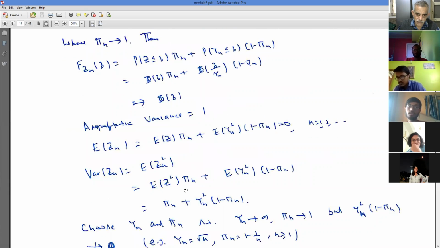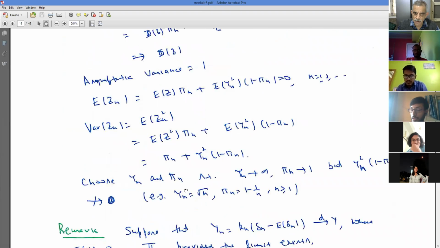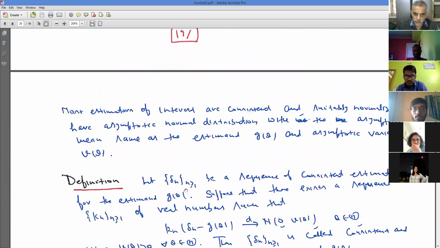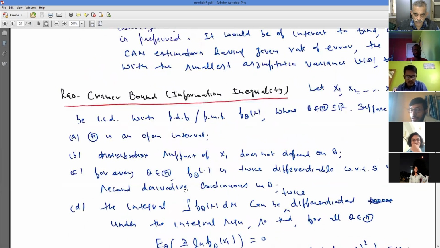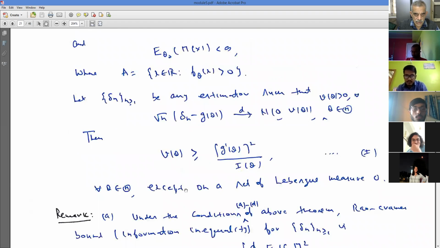Sir, in the Cramer-Rao bound theorem, where the variance of the estimator is greater than or equal to g dash theta whole square divided by small i theta or capital I theta, what would that be? This is capital I theta, for a single observation.